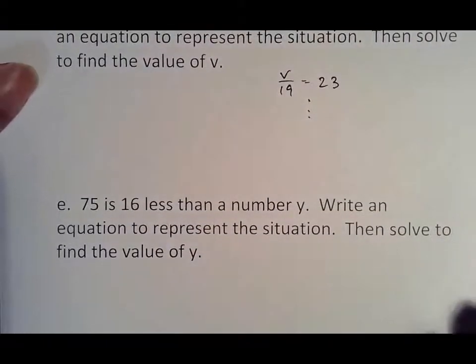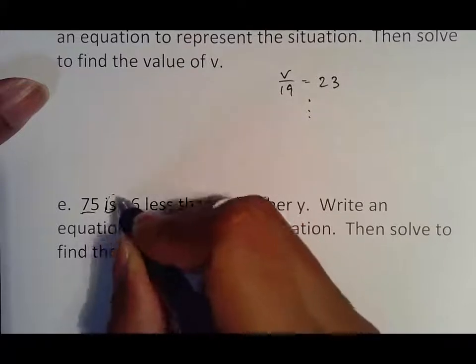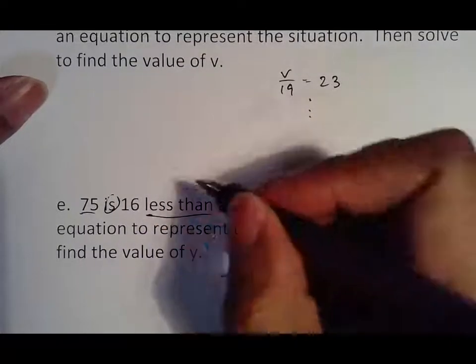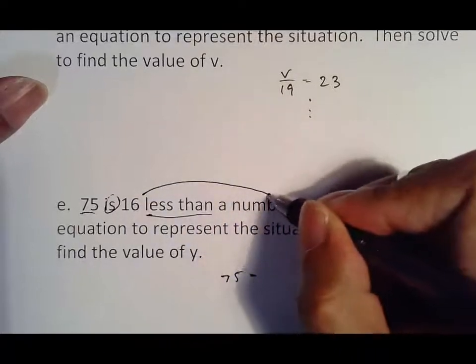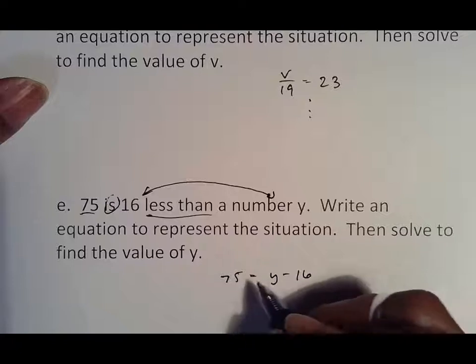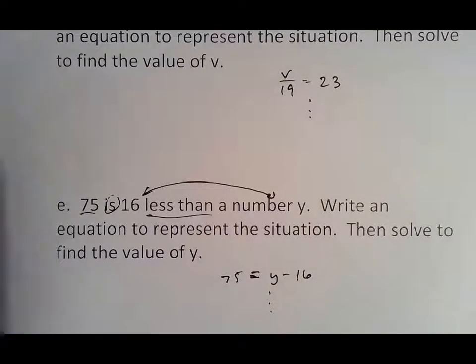75 is 16 less than a number y. So 75 is means equals. Less than, remember, is subtraction, but it means switch your order, which means that 16 should not be stated first. It should be second. So it ends up as y minus 16. And again, in the end, to solve this, you would add 16 to both sides, get your answer, and go from there.